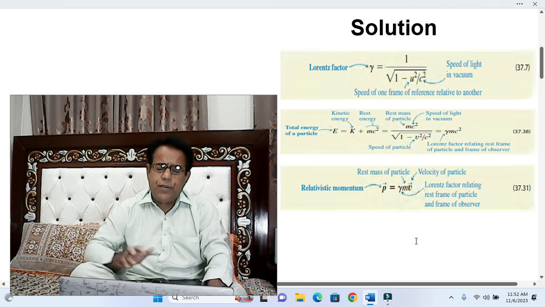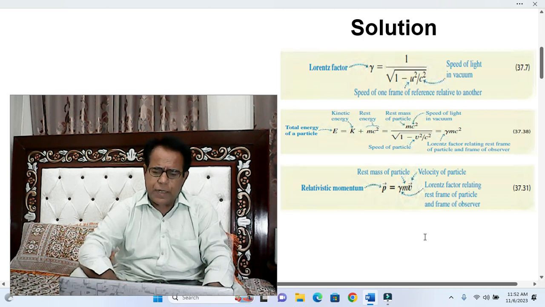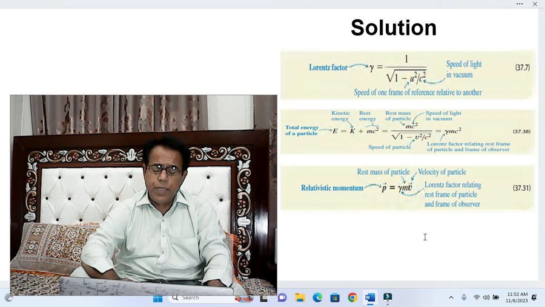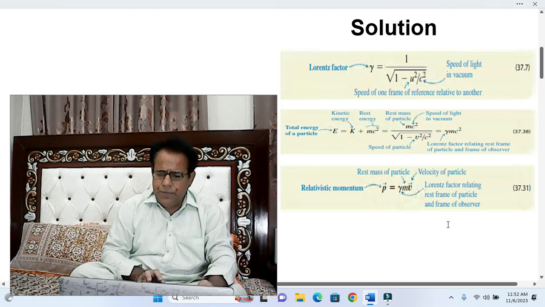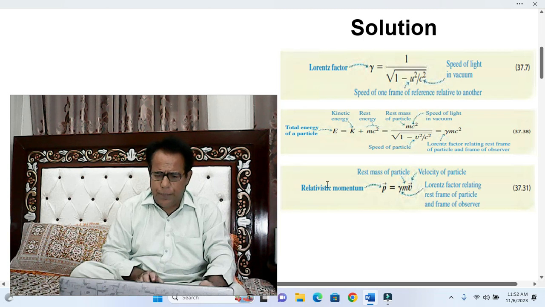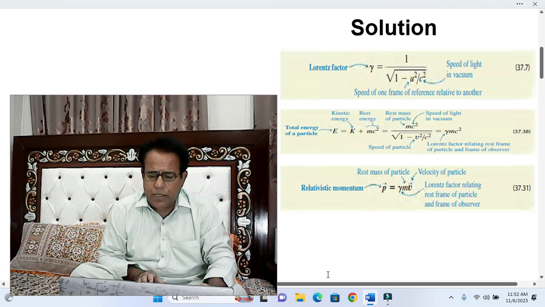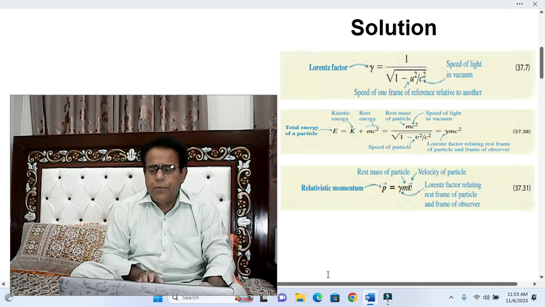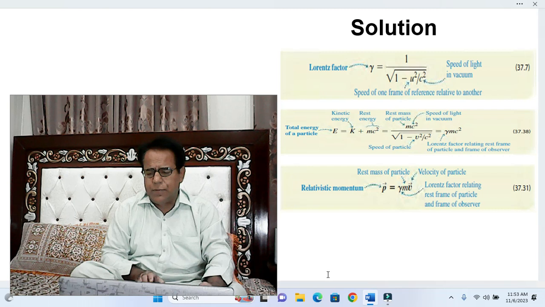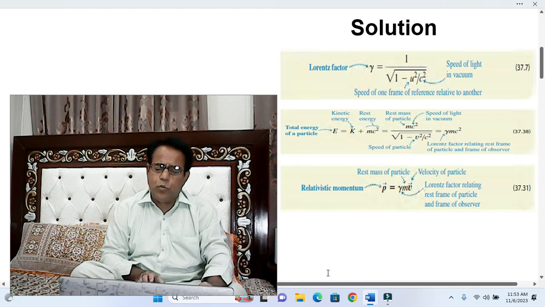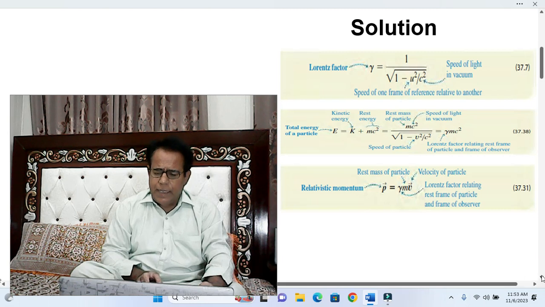First slide is about Lorentz factor. Because this slide has been taken into consideration several times in our previous problems, for the time being we are going to skip this one. Next slide is about total energy of a particle, E equal to K plus mc square, alternatively becoming equal to mc square over under root 1 minus v square over c square, this alternatively becoming equal to Lorentz factor gamma into mc square. This has also been taken sometimes during previous problems.